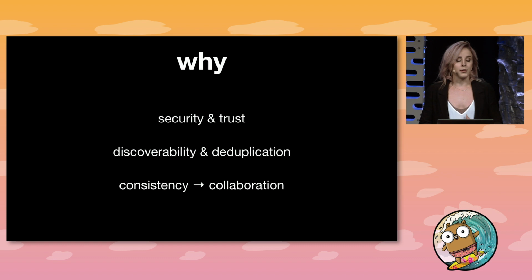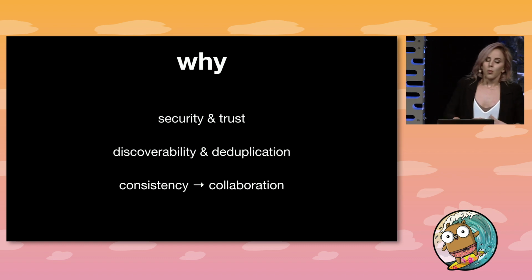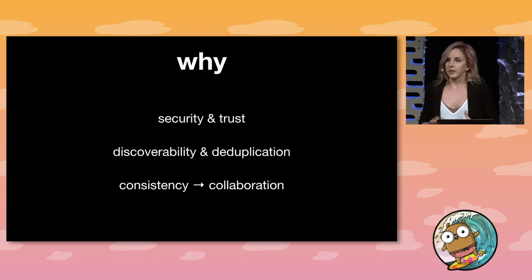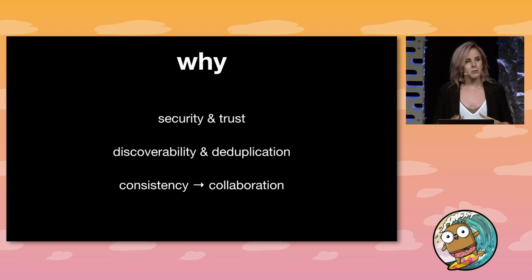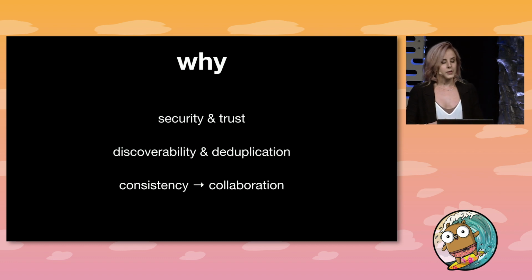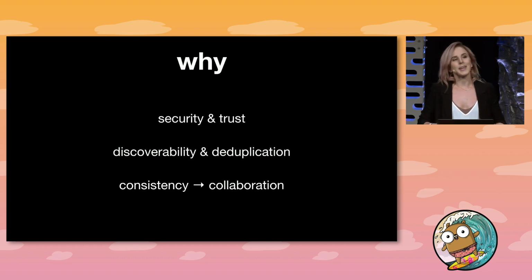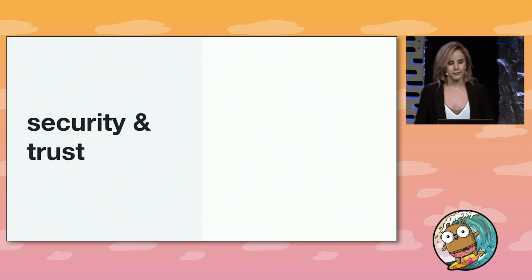After we had come up with what standardization meant, we had to make a case for why it was important to enact those standards. And we came up with three main reasons. The first was to improve security and trust. The second was to improve discoverability and reduce duplicated efforts. And the third was to promote consistency that would organically drive collaboration.